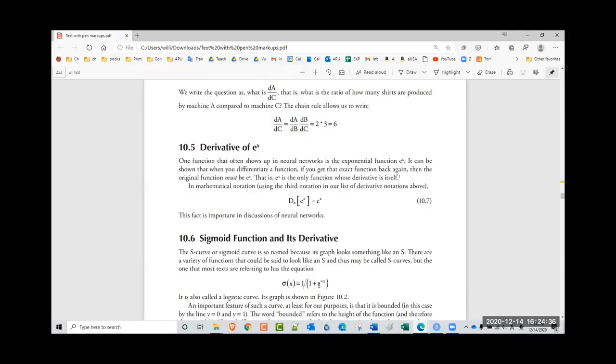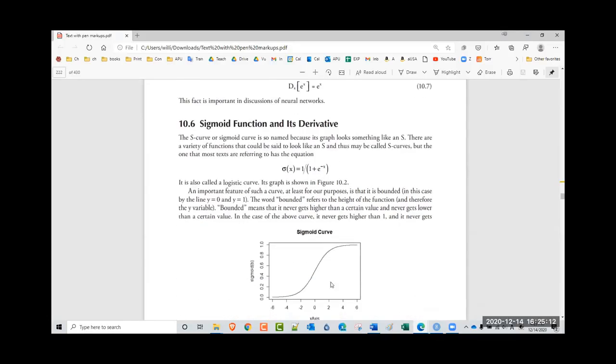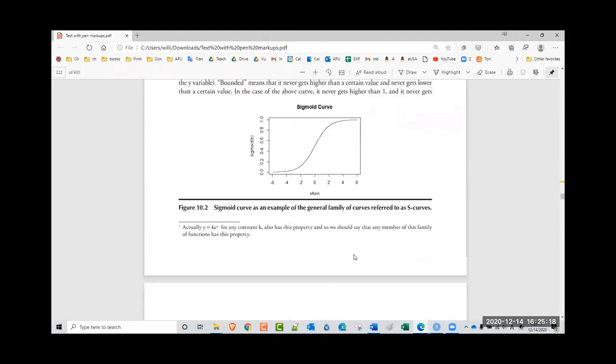And this function is very important in neural networks. It's called a logistic curve. It's also called the sigmoid function, or sigmoid curve. So you could call it the sigmoid function, or you could call it a logistic curve. Anyway, this is what it is, and we give it a special symbol, sigma, but that's the name of this function. So it's 1 over 1 plus e to the minus x. That's a very important function, and the graph of it looks like this. It's called the sigmoid curve.